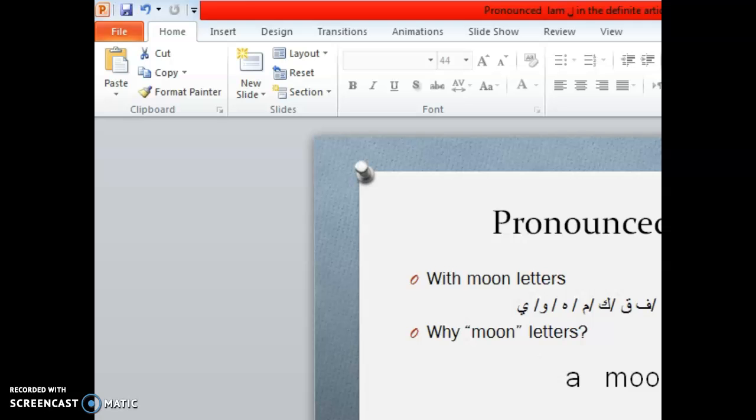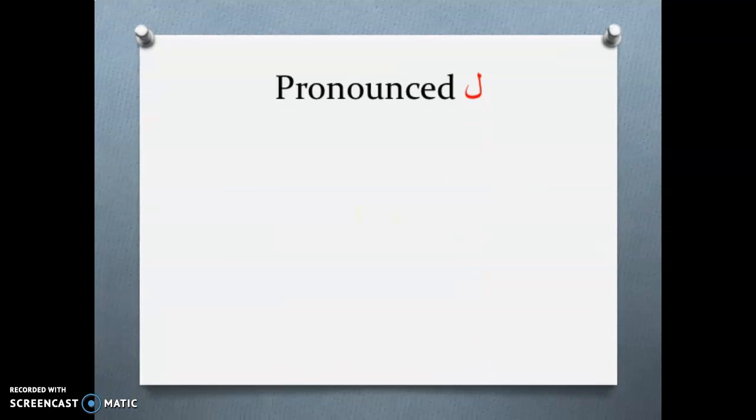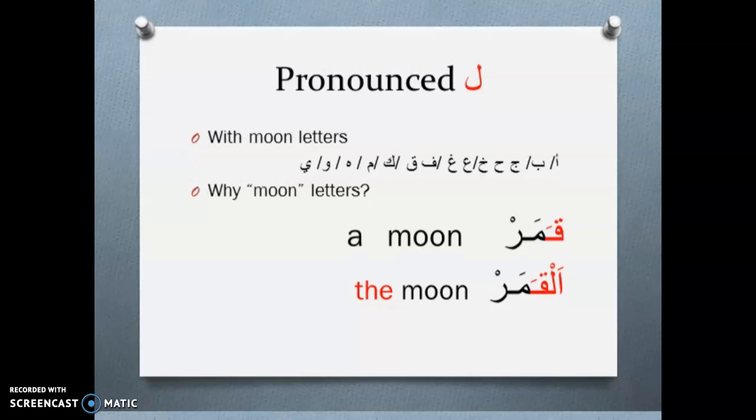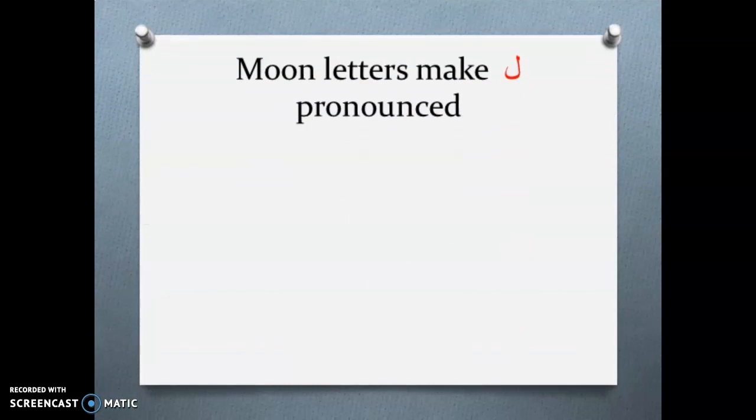The other one is lam shamsiya. Shams is sun. Shamsiya is the adjective from sun. Lam shamsiya means sun lam, like sun letters. The lam that we don't pronounce. So we have lam qamariya and lam shamsiya, or moon lam and sun lam.